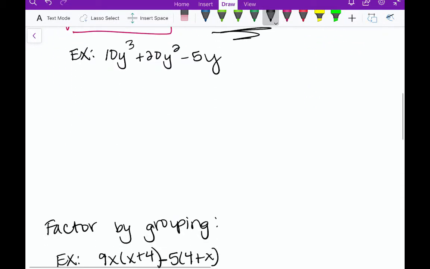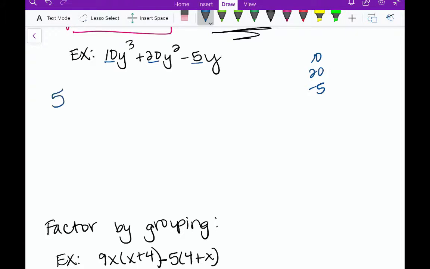Let's try another example. 10y cubed plus 20y squared minus 5y. So we're going to try to do this without writing out all the individual factors. So what can we think about they have in common? Well, first just look at the coefficients. Okay, 10, 20, and negative 5. So between 10, 20, and negative 5, what is the largest number that we can divide all of those by? Probably negative 5. And you could actually divide by a negative or a positive. It doesn't really matter. So I'm going to go ahead and divide out actually just by a positive 5.